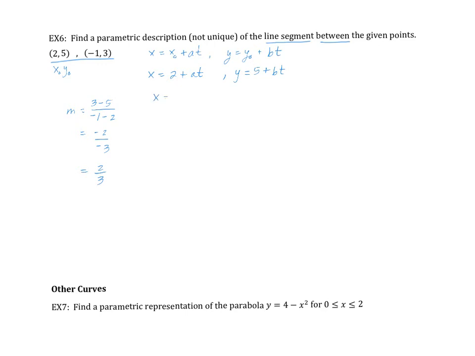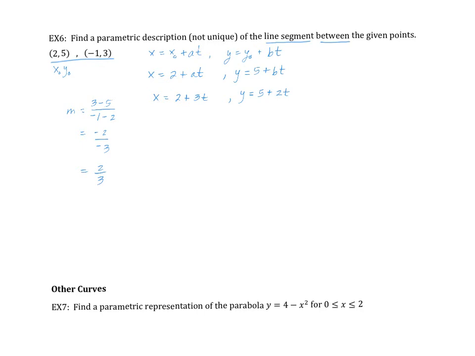My x is going to be 2 plus, I'll choose the positive 2 over positive 3. So I'll choose my A to be 3, and I'll choose my B to be the positive 2. So y is equal to 5 plus 2t. Now I have to figure out what my t values are.